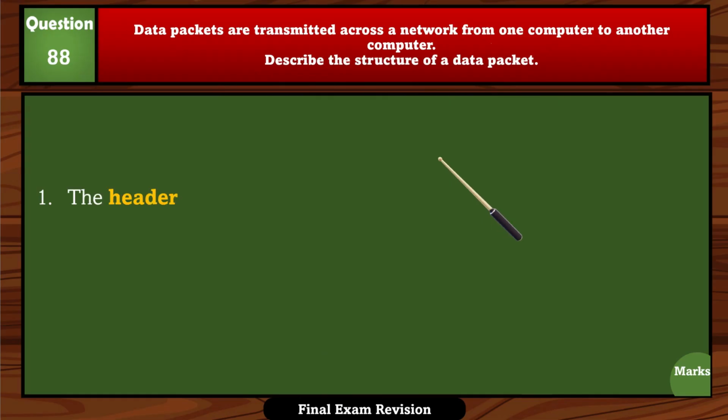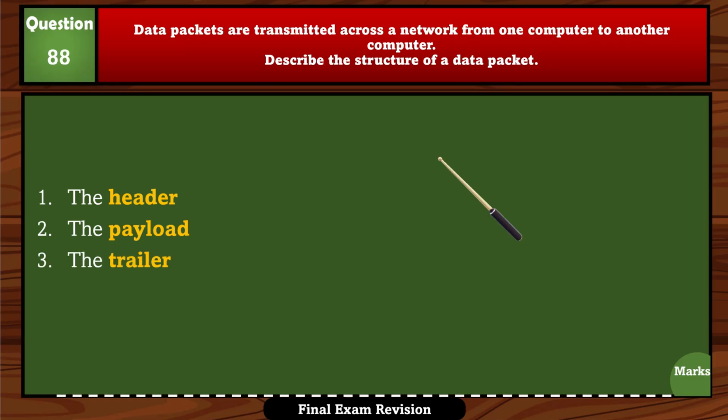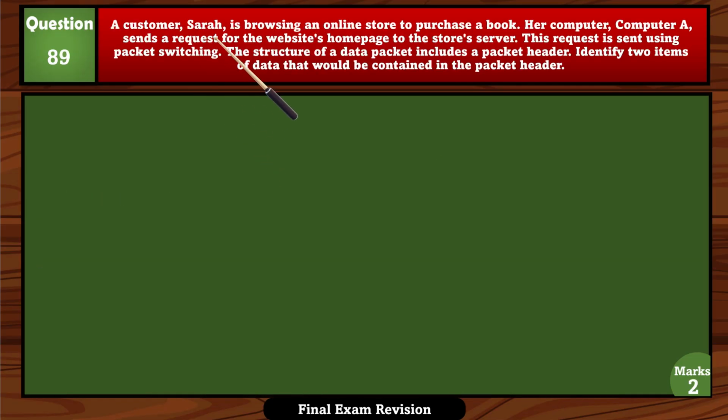So a data packet has three things. First, it has a header. Then it has the payload, and third one, it has a trailer. Question 89. A customer, Sarah, is browsing an online store to purchase a book. Her computer A sends a request to the website's homepage to the store server. The request is sent using packet switching.